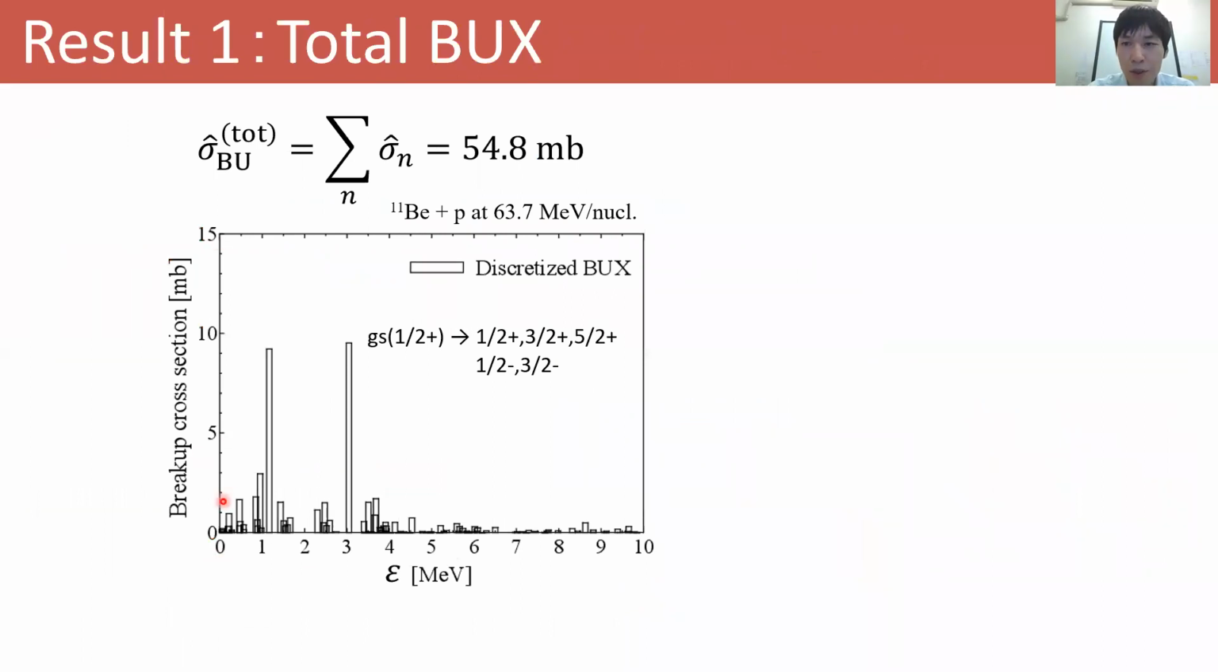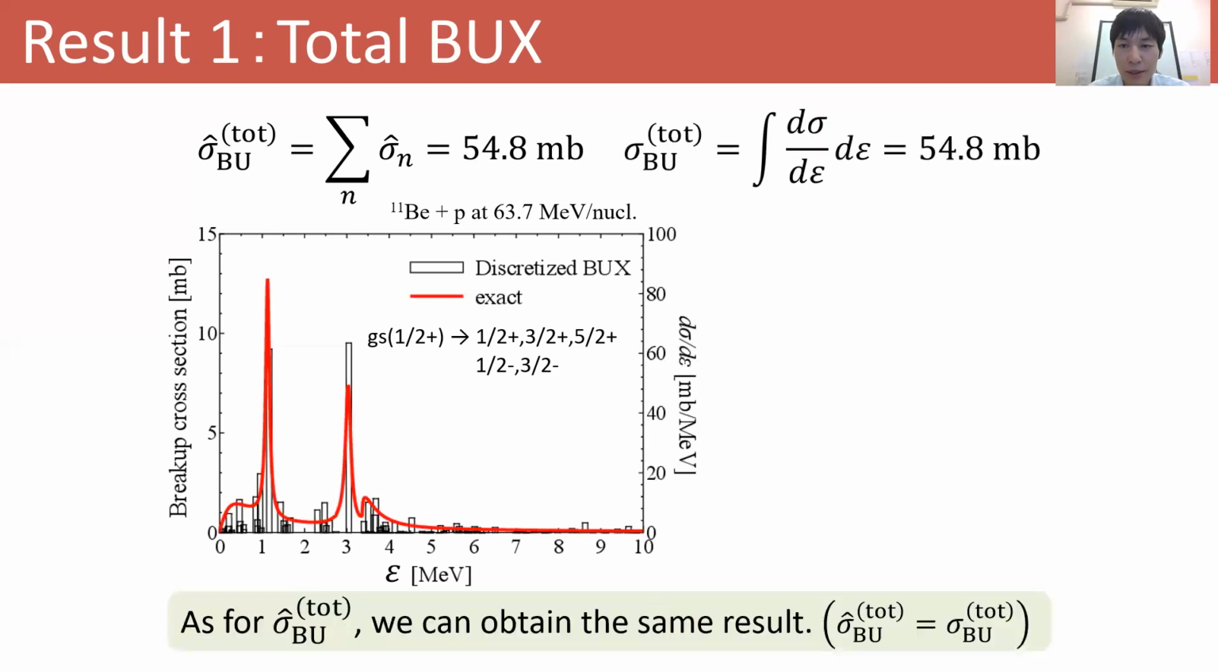This is the discretized breakup cross-section as a function of the excitation energy. Each bar corresponds to the breakup cross-section of a certain pseudostate. If each breakup cross-section is summed up, we have the total breakup cross-section as 54.8 millibarn. Now that we have the exact T matrix elements, we can directly obtain the continuum energy spectrum like this. If it is integrated over energy epsilon, then we have 54.8 millibarn. So as for the total breakup cross-section, we can obtain the same result. We have confirmed this result.